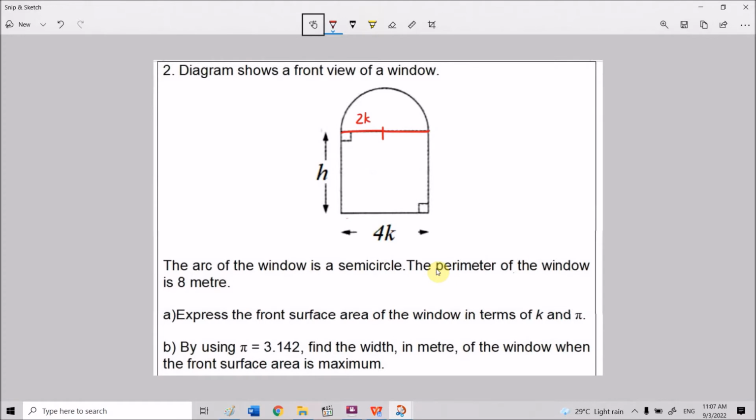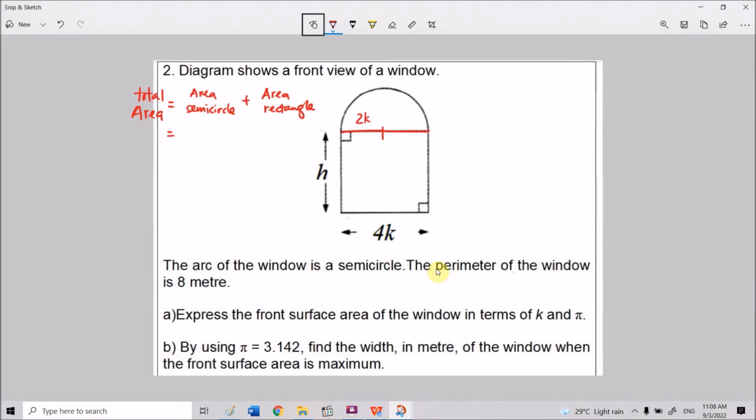The perimeter of the window is 8 meters. Okay, the perimeter means the total length of the sides. So this plus this plus this plus this. Now, express the front surface area of the window in terms of k and pi. The front surface area means the total area, which is the area of the semicircle plus the area of the rectangle.